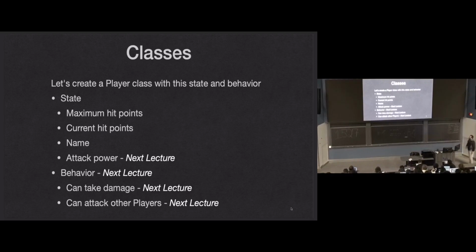So we're going to create a player class, which is going to define a player type and allow us to create objects of type player. Player is going to have some state: max hit points, current hit points, and name. That's what we'll do this lecture. And then next lecture, we're going to add attack power and some behavior to be able to have players fight each other and take damage, which we'll not even attempt to do today.